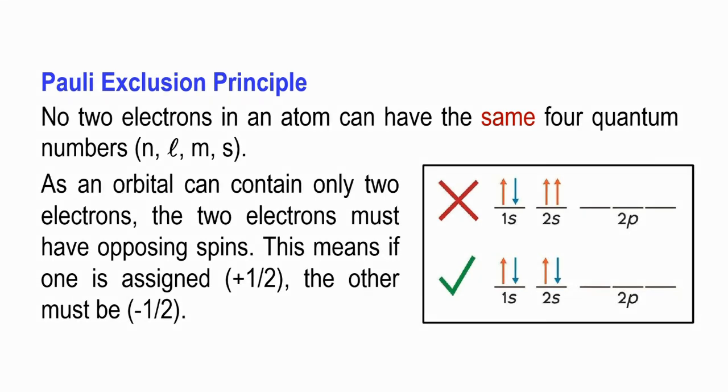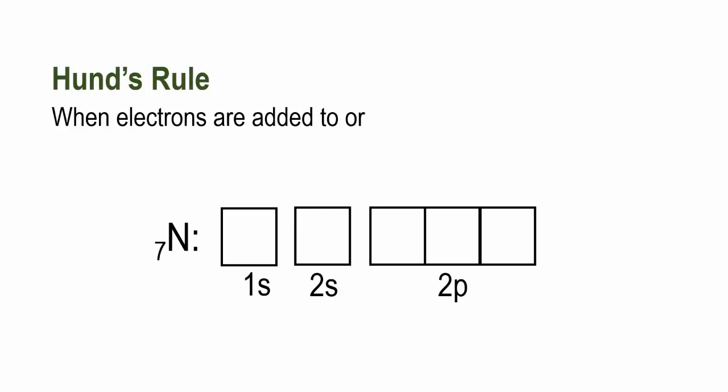Pauli exclusion principle. No 2 electrons in an atom can have the same 4 quantum numbers. As an orbital can only contain 2 electrons, the 2 electrons must have opposing spins. That means if one is assigned positive half, the other must be assigned negative half.